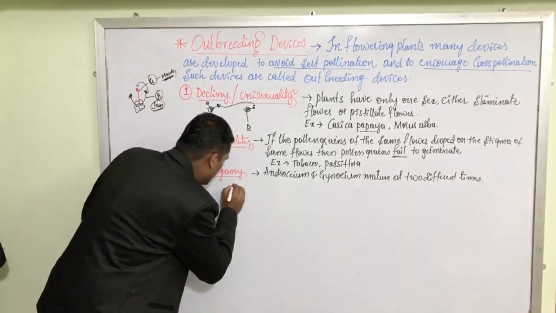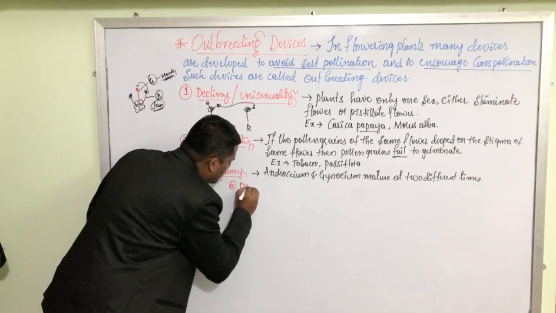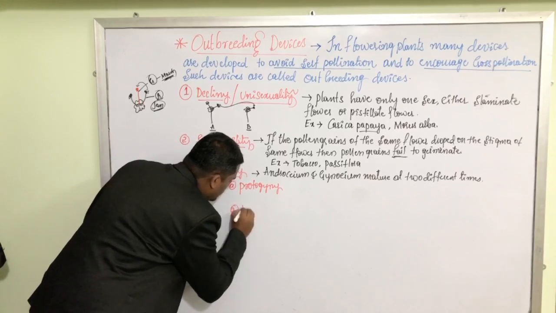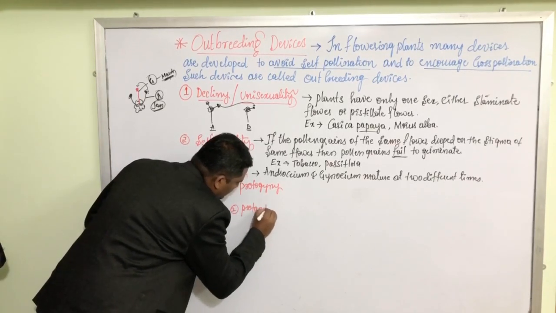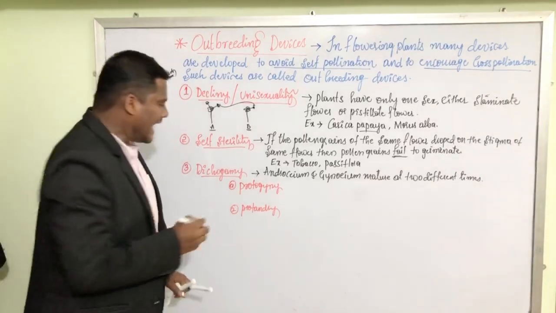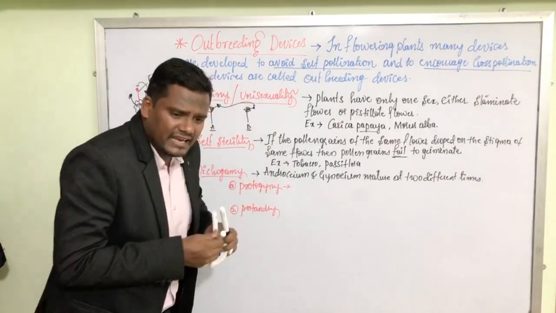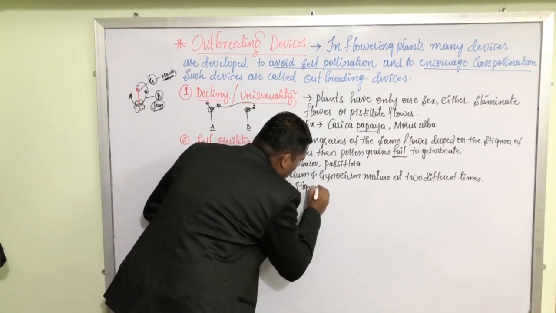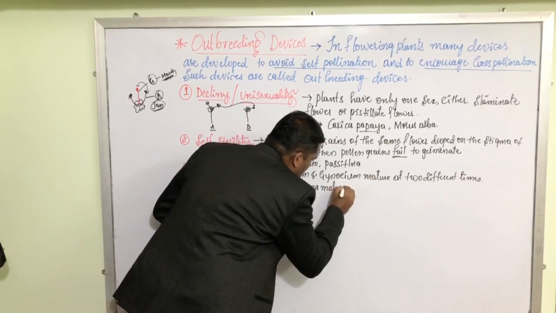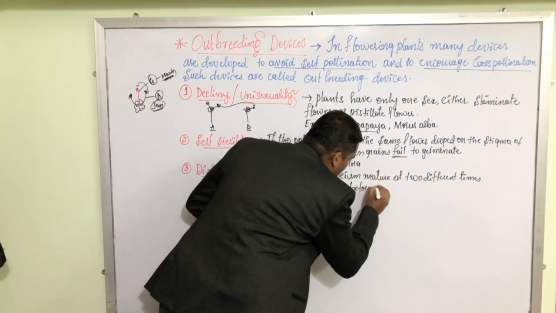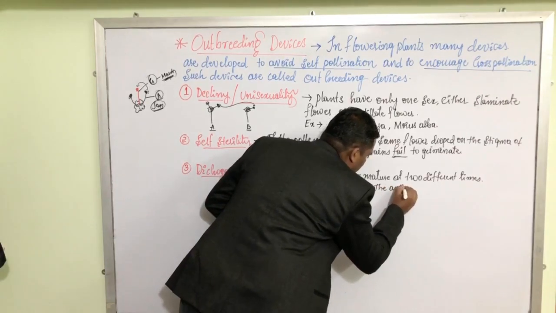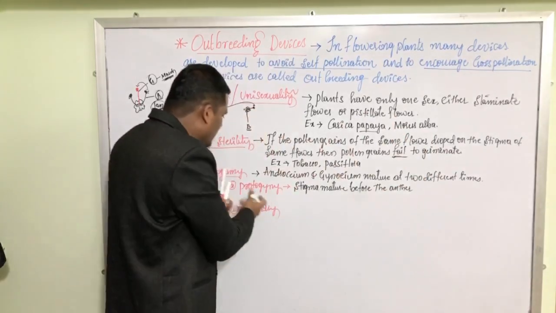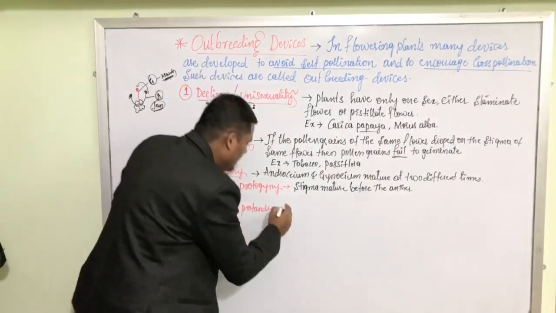There are two types of dichogamy. One is protogyny, second one is protandry. Protogyny means stigma matures before the anther. First the stigma will mature, then the anther will mature. Such condition is called protogyny.